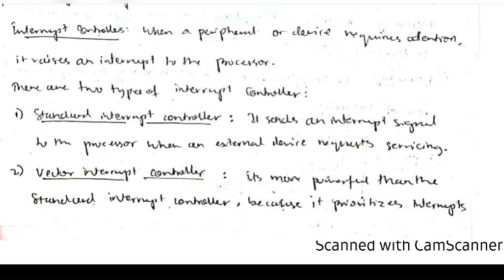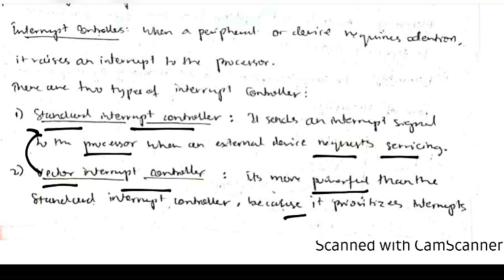There are two types. First one is the standard interrupt controller. What it does is send the processor the signal that an interrupt is to be serviced. Second one is the vector interrupt controller. It is more powerful than the previous one because it prioritizes the interrupts.